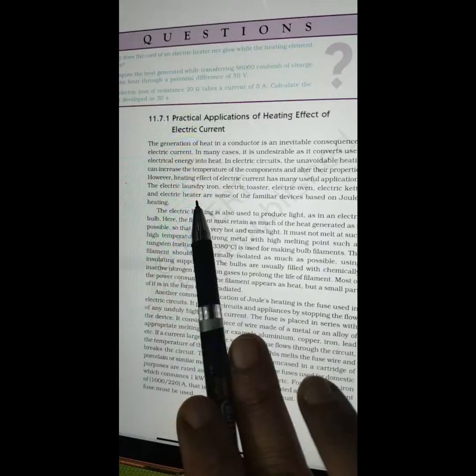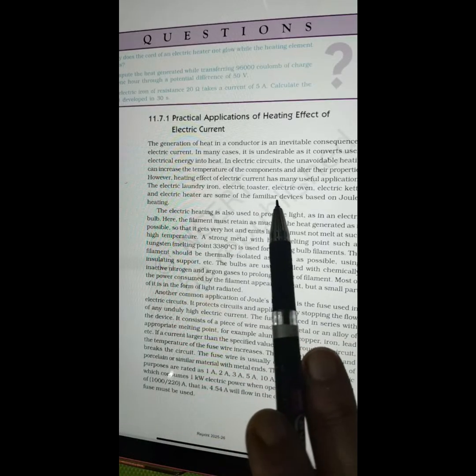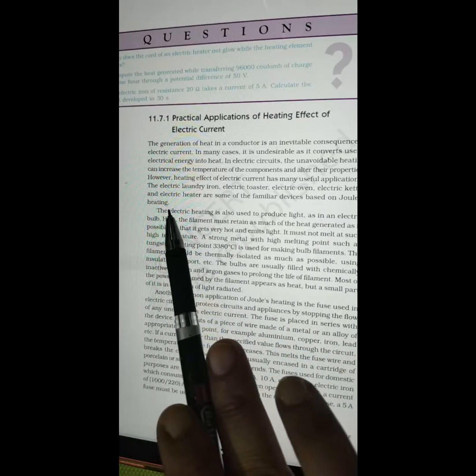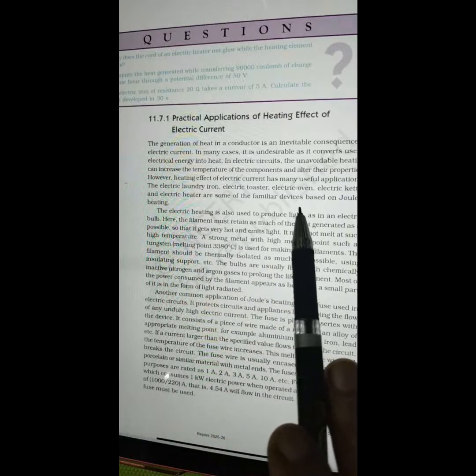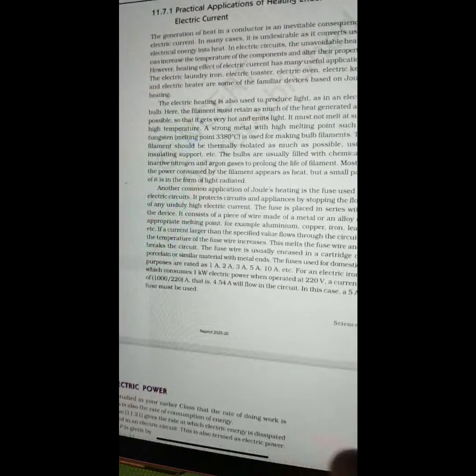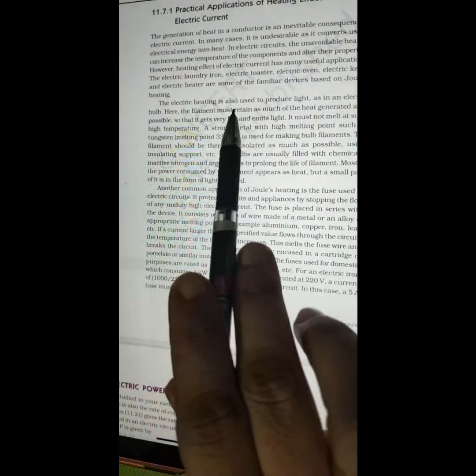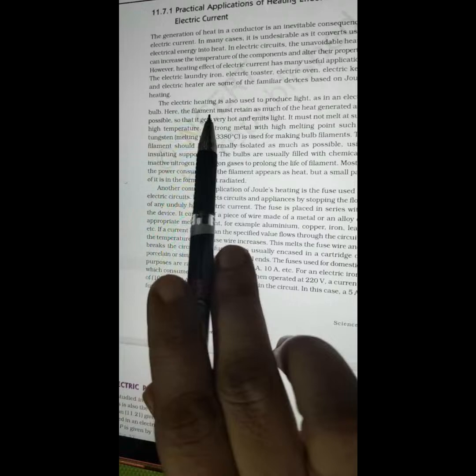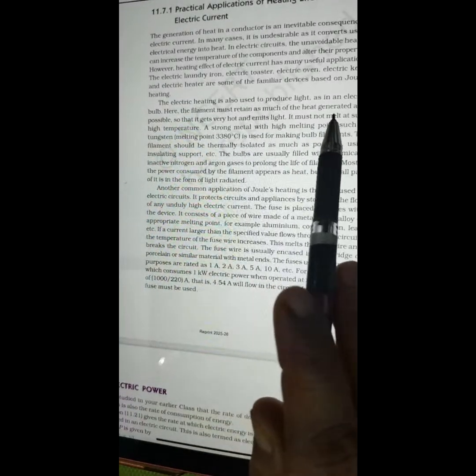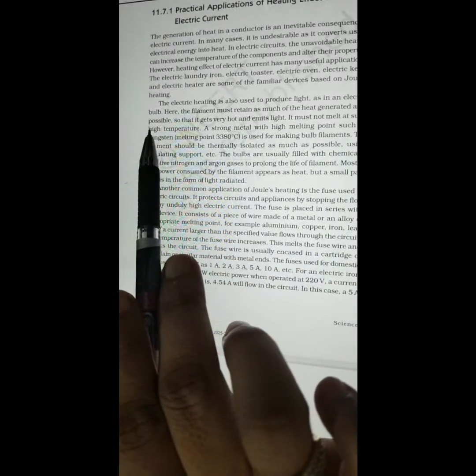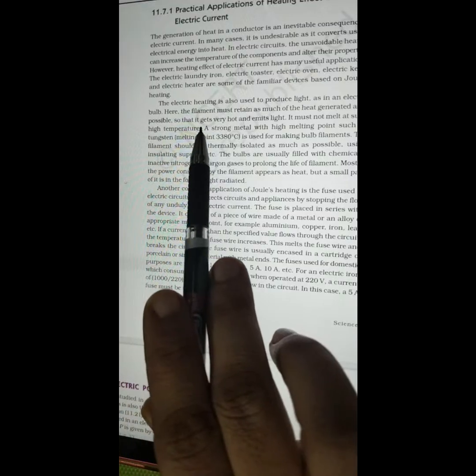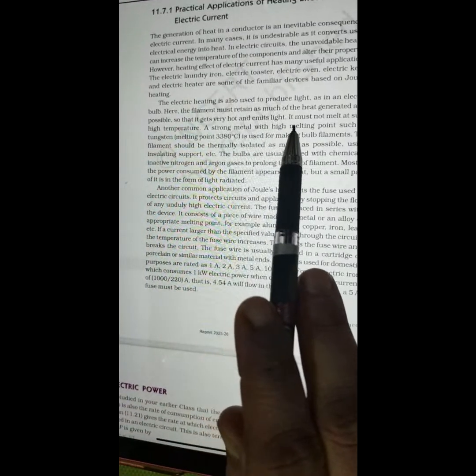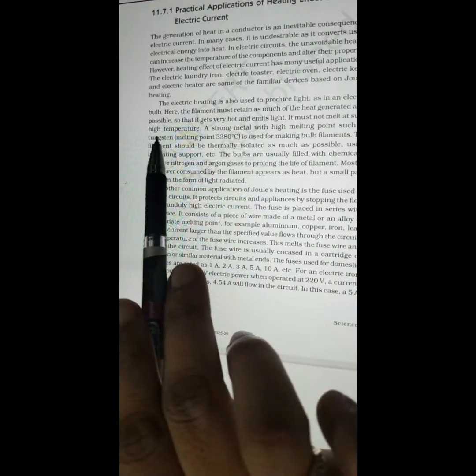The electric laundry iron, electric toaster, electric oven, electric kettle, and electric heater are some of the familiar devices based on Joule's heating. The electric heating is also used to produce light, as in an electric bulb. Here, the filament must retain as much of the heat generated as possible so that it gets very hot and emits light. It must not melt at such high temperature.